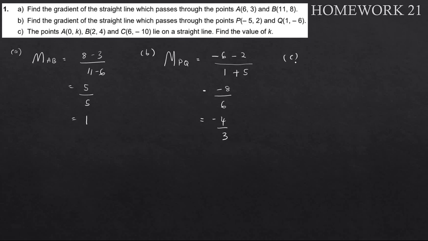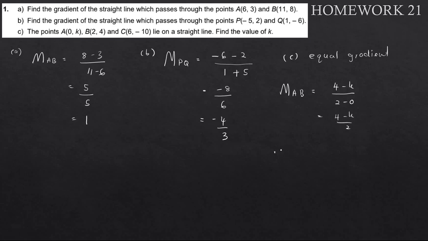And then for C, the points A, B, and C lie on a straight line. Find the value of k. When they lie on a straight line, it means that they have equal gradients. They have the same gradient. So let's find the gradient for AB first. Y minus y: 4 minus k over 2 minus 0, equals 4 minus k over 2.